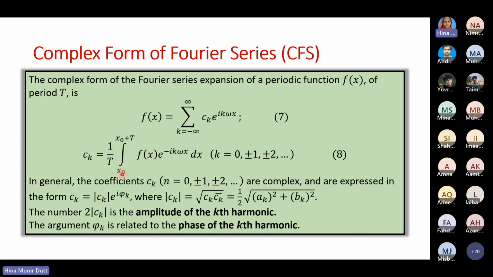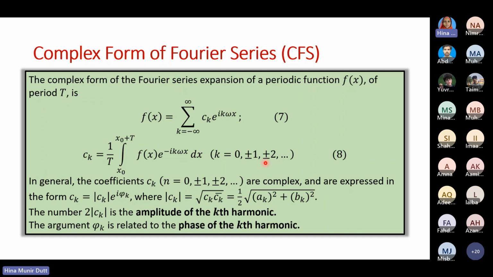It might be 0 to 2 pi, 0 to pi, minus pi to pi, whatever. F of x e to the power minus iota k omega x. Omega is the frequency which is equal to 2 pi over T, and iota, you can see iota over here, and k is from 0, plus minus 1. K can take negative values as well.